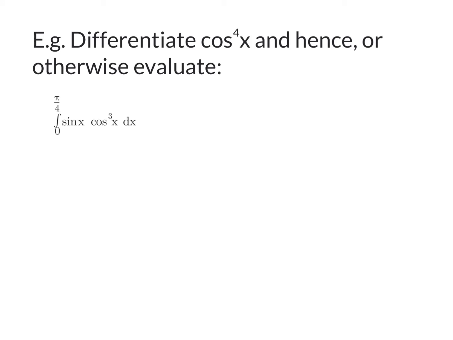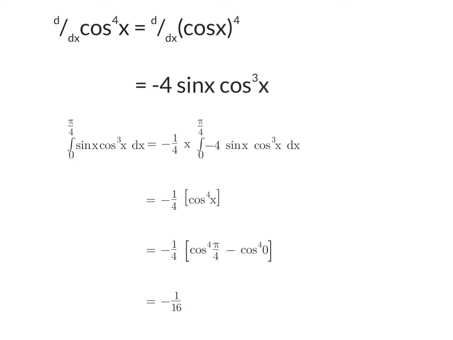Final example. We're going to differentiate cos to the power of 4 of x, and hence or otherwise evaluate the integral from 0 to pi on 4 of sine x cos cubed x. So let's start with the differential.